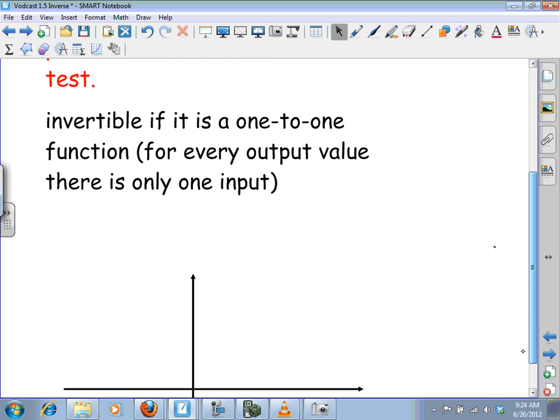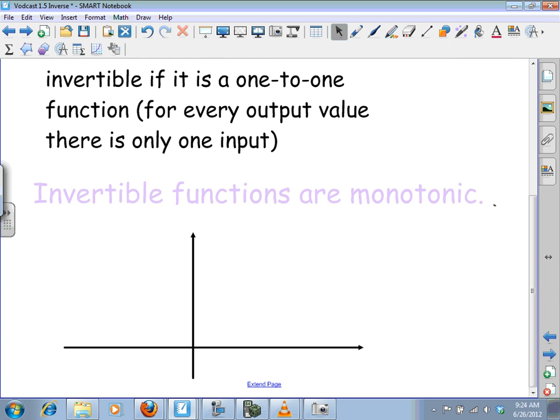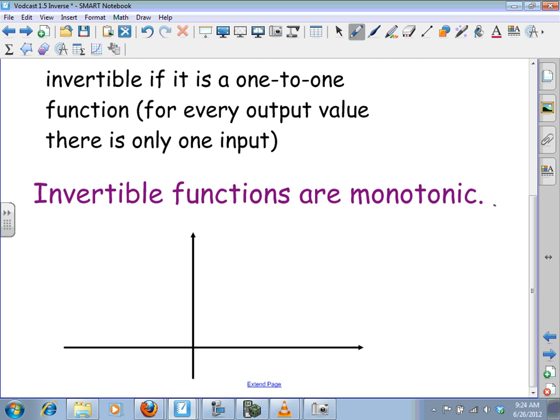Another description of invertibility is that they are monotonic. You might not know what monotonic means, but let me show you a couple of graphs that are monotonic. This graph here, typically an exponential graph, is monotonic. In other words, it's always rising. Or a graph that looks like this is monotonically decreasing. Everywhere on the graph it's decreasing.